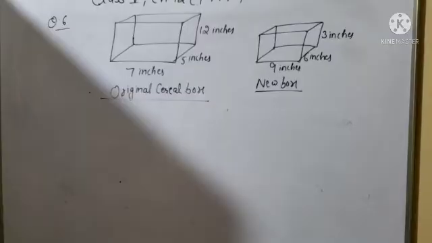Now let's start our next question, question number 6. So once you can open the page number 24 and read the question. It's a very big question, so I have not written it on the board. So open the book and start reading the question. A cereal company wants to change the shape of a cereal box in order to attract the attention of shoppers.